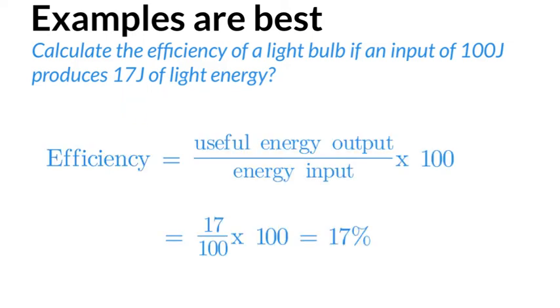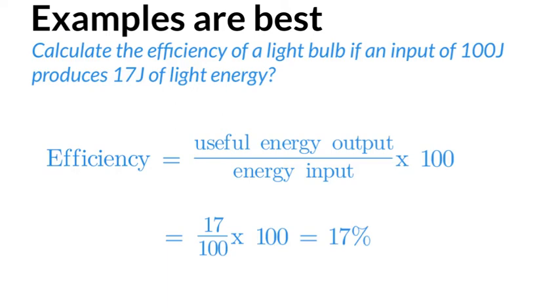Right, efficiency is a percentage. We normally use it as a percentage, hence the multiply by 100 over here. So we look at how much of the energy we want, in this case light, divided by how much went in. So if we put the numbers in, we see 17 over 100 times 100, so that corresponds to 17%. So a light bulb efficiency of 17%, not very good. In other words, we have produced 83 joules of non-useful or unwanted energy.